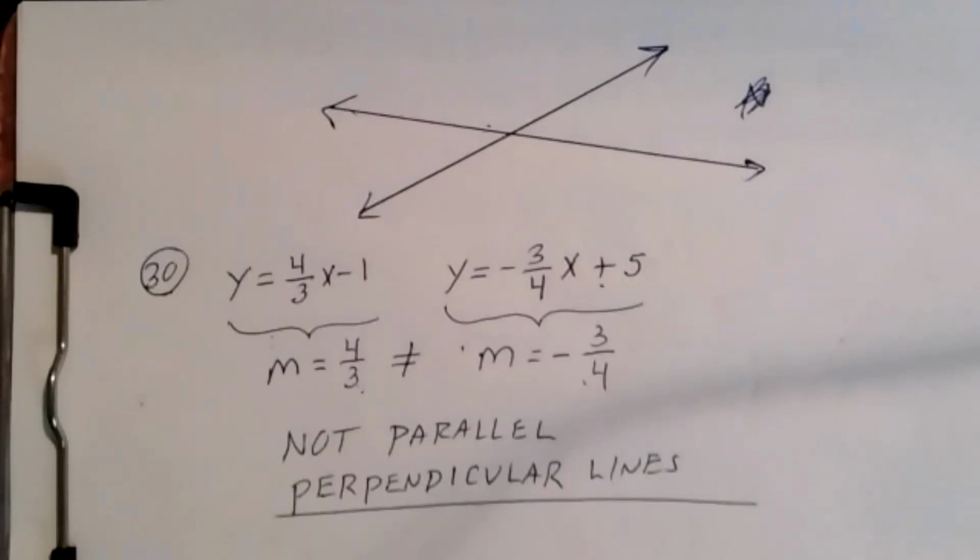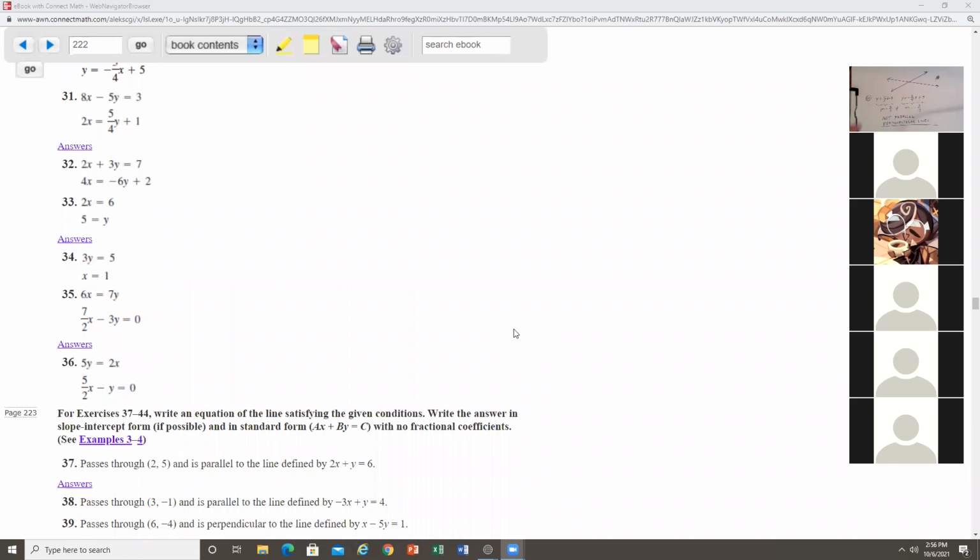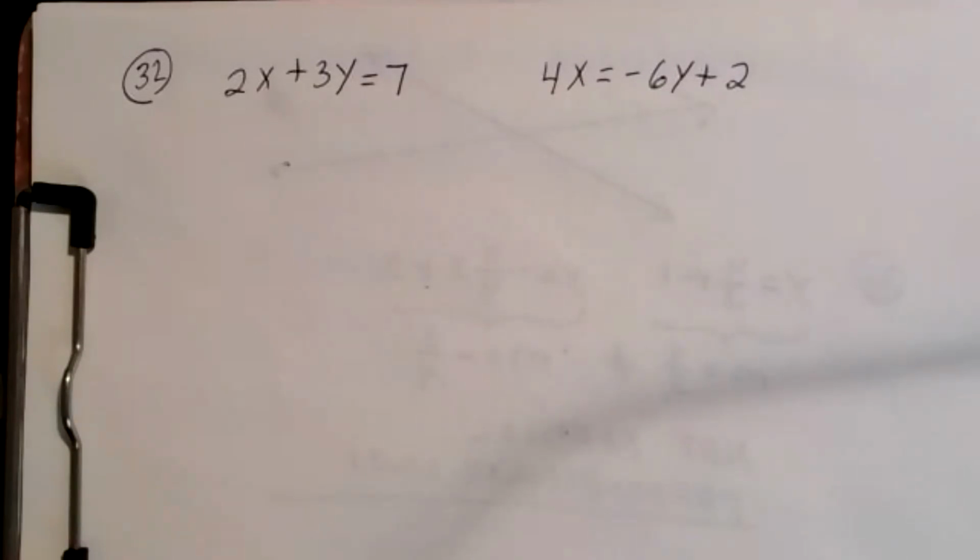All right, number 30. Let's go back to our book. Number 32, ladies and gentlemen, are these parallel lines, perpendicular lines, or neither for 32? Well, harder to tell because these equations are not in what? Slope-intercept form. Can we get these equations into slope-intercept form? Do you think that's possible? You think we can solve these equations for y to hammer them into slope-intercept form?